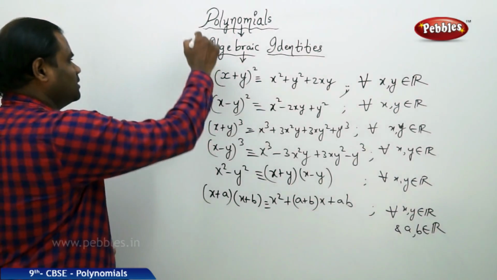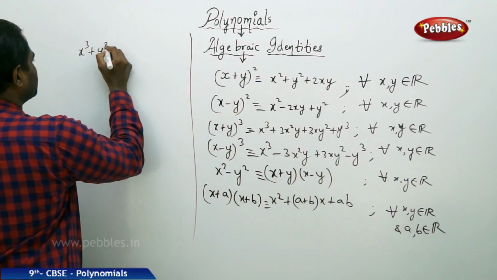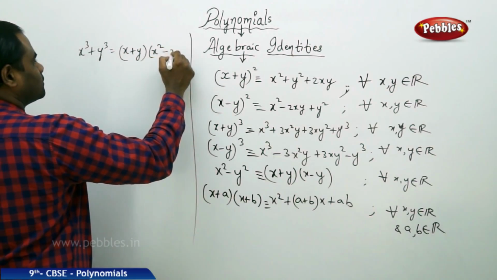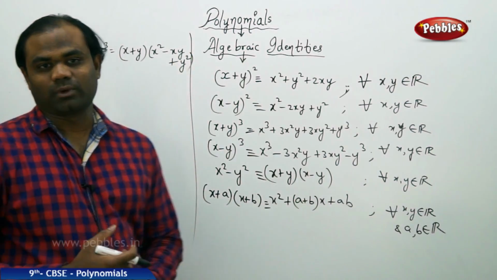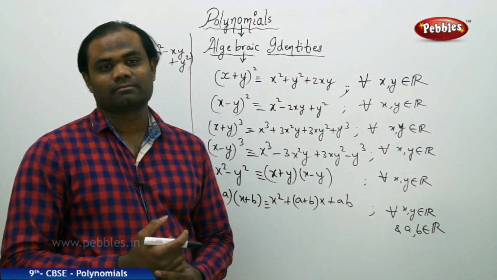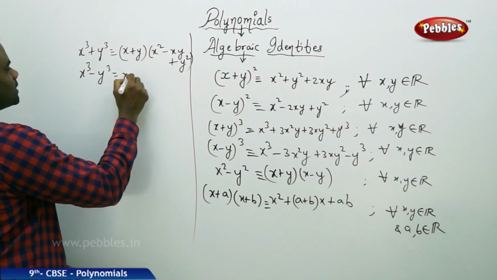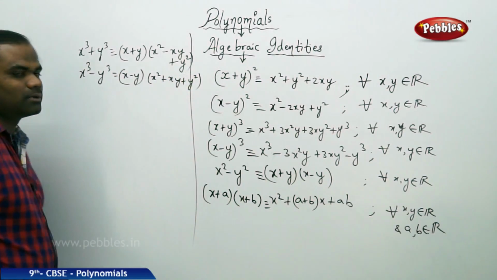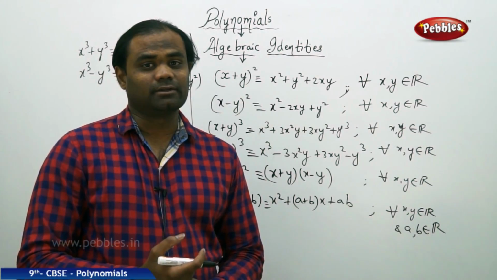Similarly, we have many other algebraic identities like x cube plus y cube, which is (x plus y) into (x square minus xy plus y square), which is also one of the identities which makes this equal to this. x cube minus y cube is (x minus y) into (x square plus xy plus y square). So on and so forth, we have many algebraic identities.